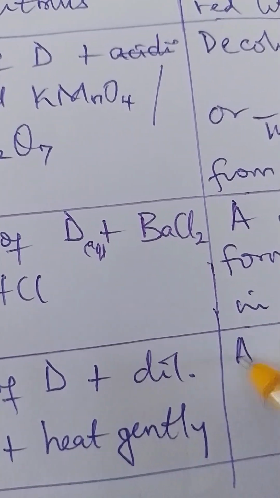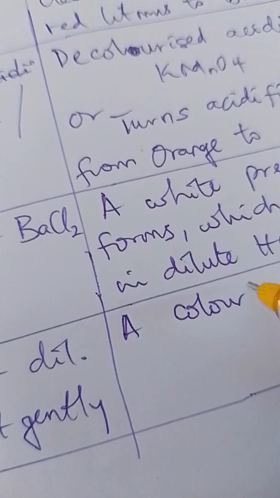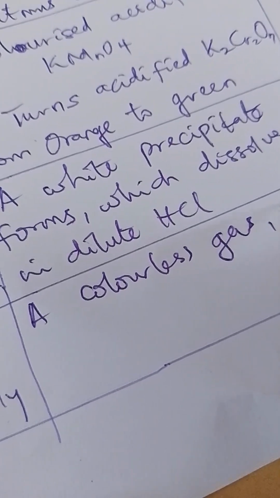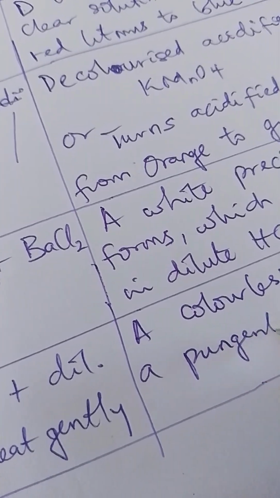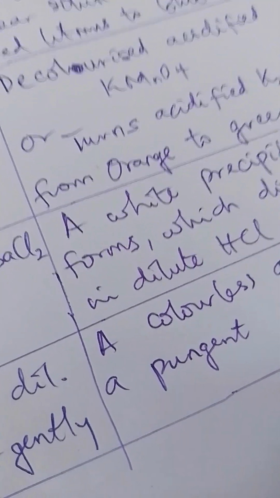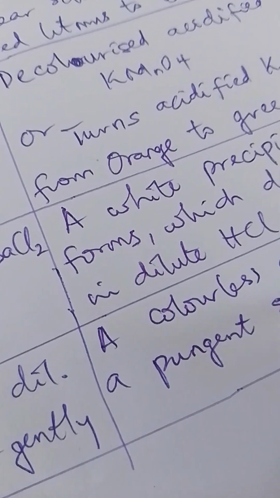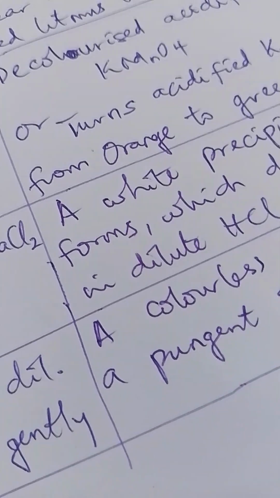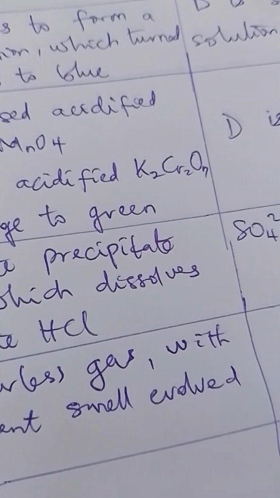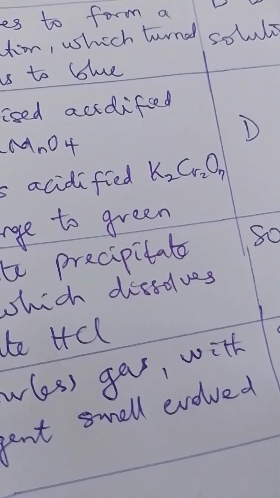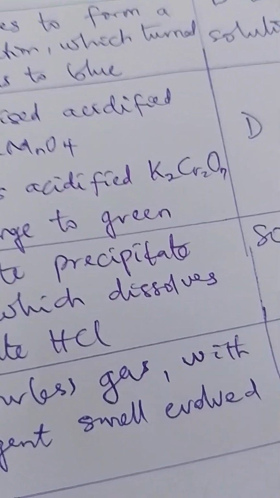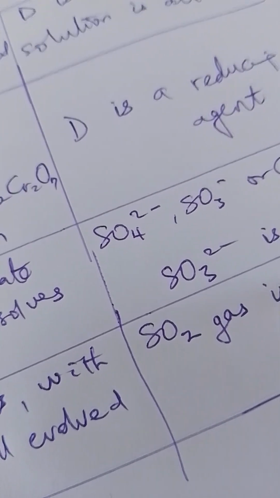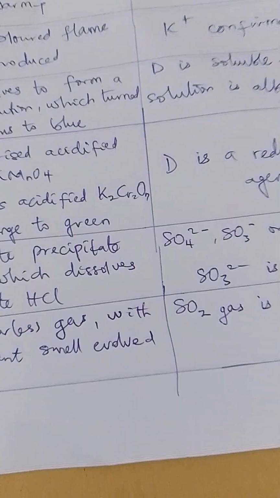Observe if you have a colorless gas with a pungent smell. If it evolved, that means SO2 gas is evolved. That means SO2 gas was present.